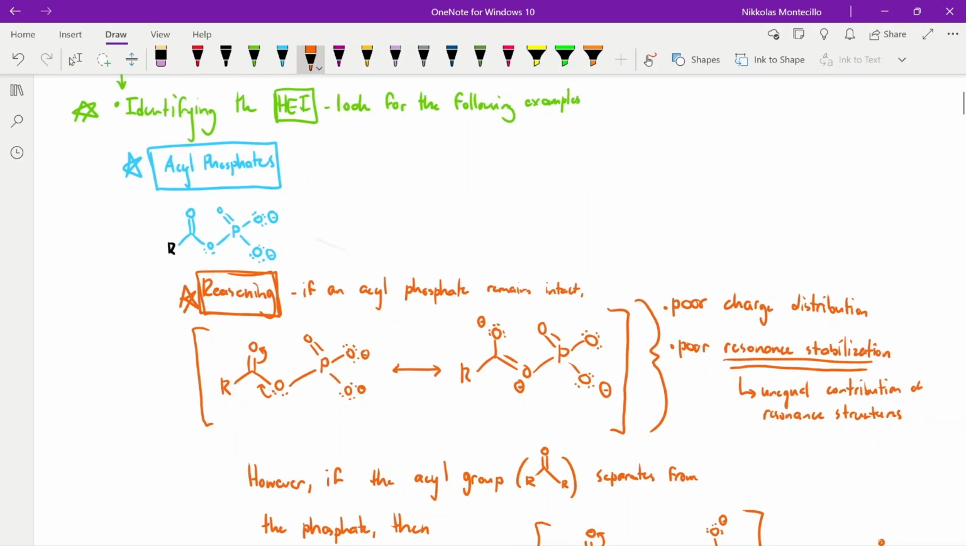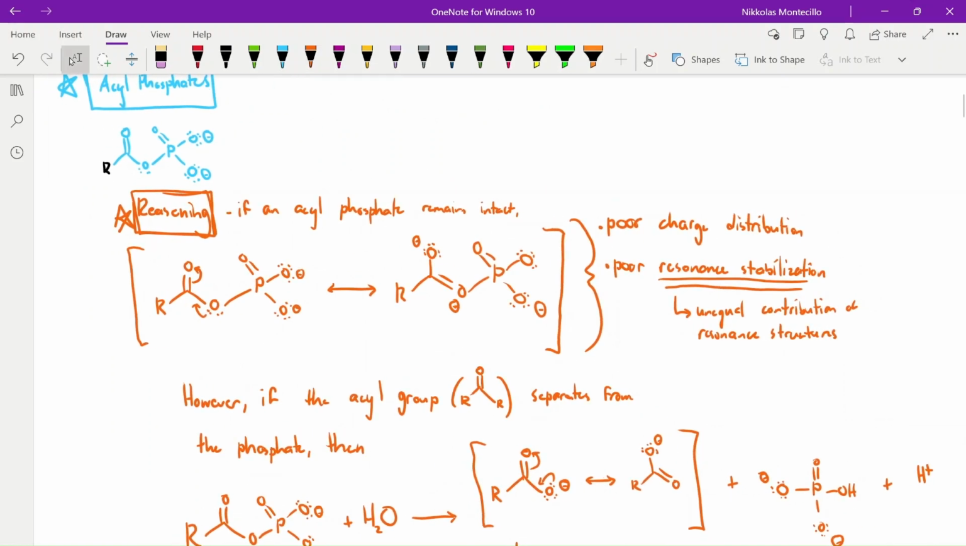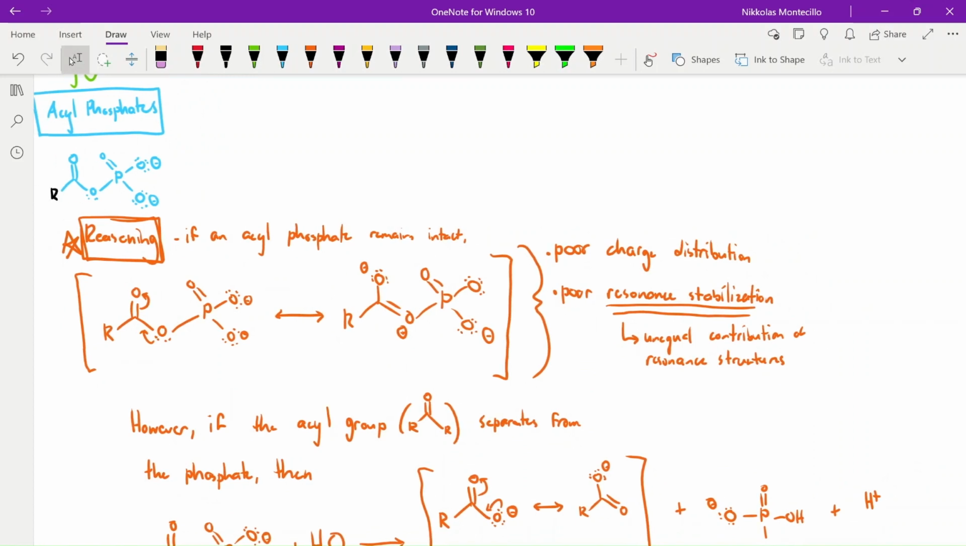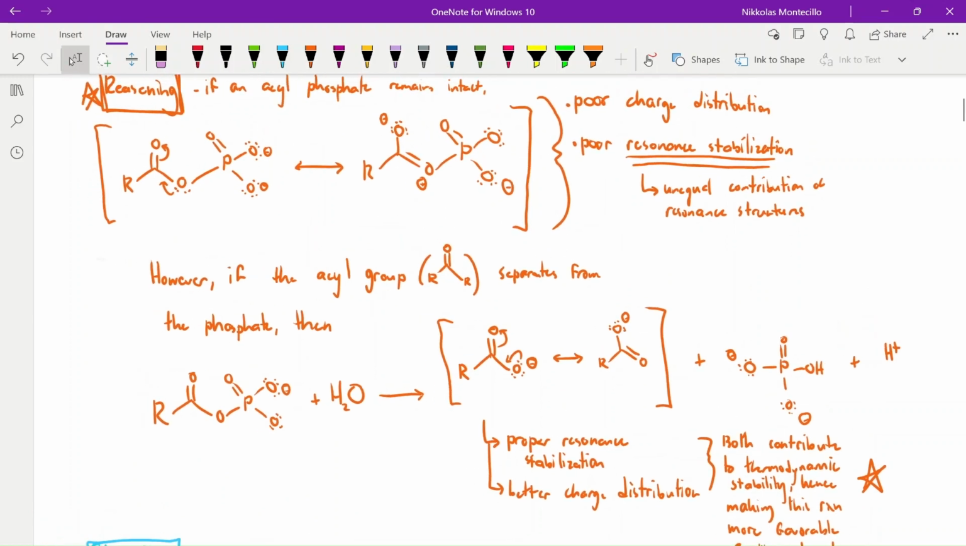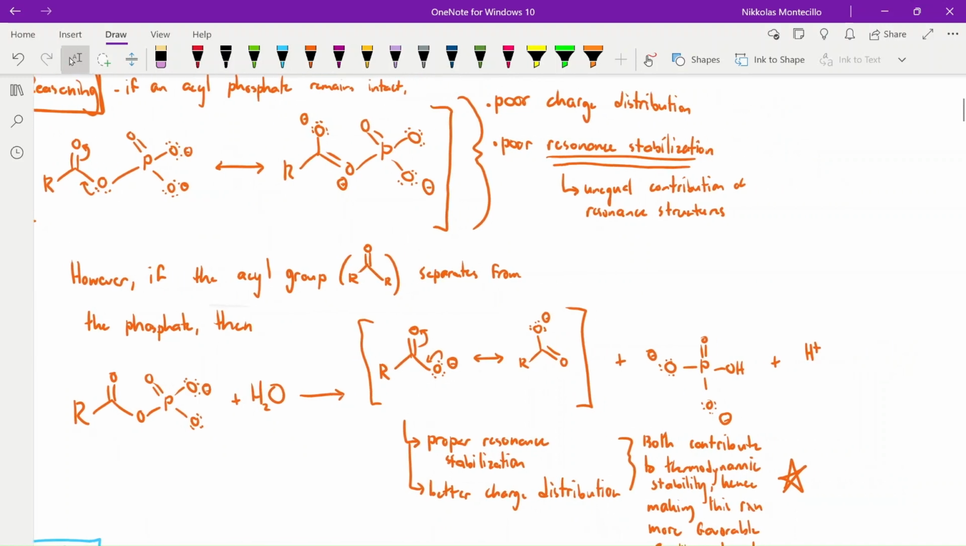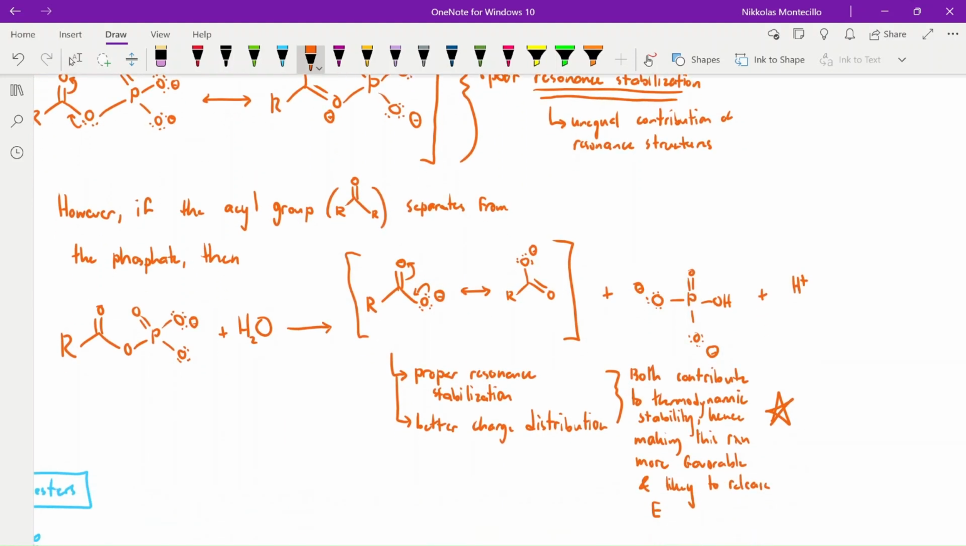as an acyl phosphate, they have poor charge distribution, which means that a positive charge is distributed on the oxygen, and there's the presence of two charges in this resonance form relative to this resonance form. So there's the formation of a poor resonance hybrid in its reactant form. But if we allow the acyl group to separate from the phosphate, then we can see that the products exhibit proper resonance stabilization and better charge distribution, meaning that the negative charge here is delocalized, which allows for proper stability of the products relative to the reactants.